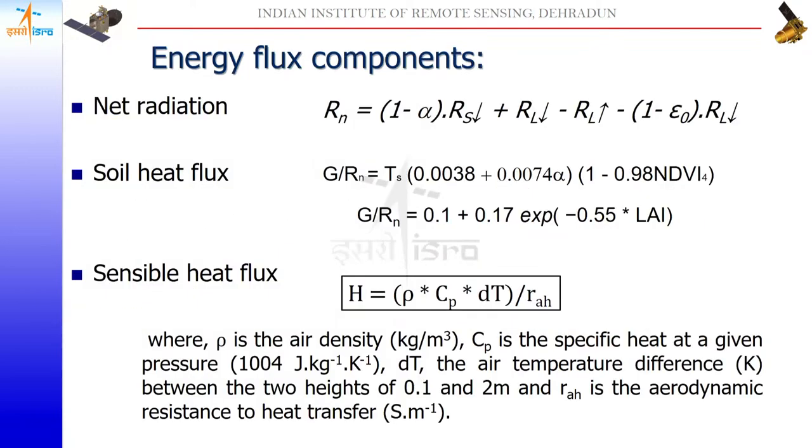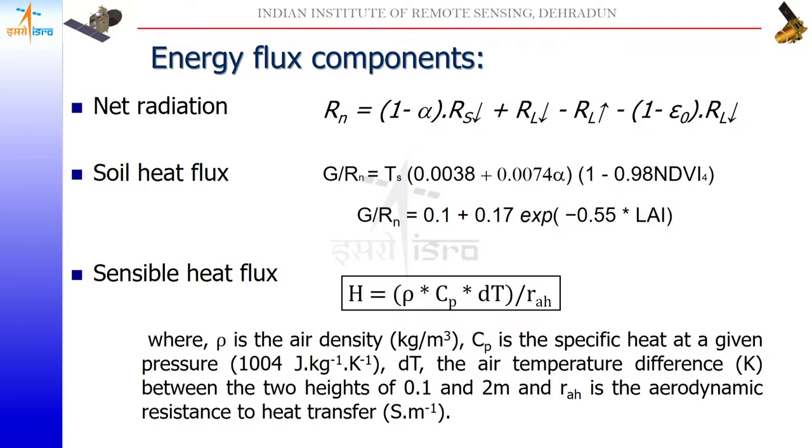So what are the various energy flux components? Very first, the net radiation, the formula as given here, which is basically the integration of all components of incoming and outgoing shortwave and longwave radiation, while the soil heat flux is a derived result from NDVI, albedo, and land surface temperature.